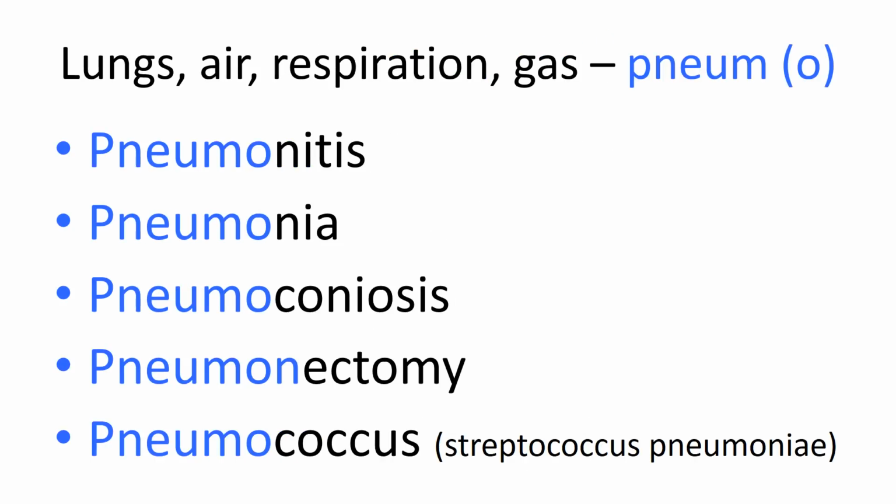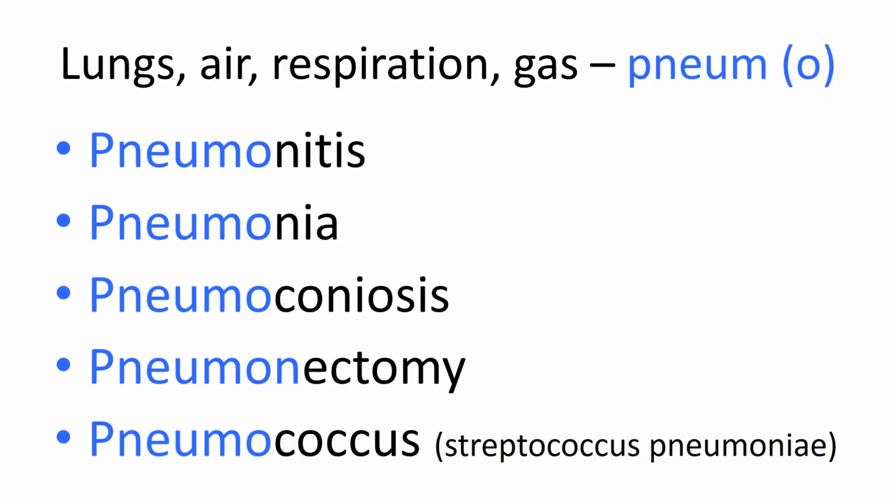Pneumo means to do with air or gases or respiration or the lungs themselves. It's where we get the word pneumatic tyre from. So a pneumatic tyre is a tyre filled with air. So pneumonitis, inflammation of a lung. Pneumonia refers to infection at the level of the alveoli, where inflammatory fluids will collect in the alveoli, usually a severe bacterial condition.